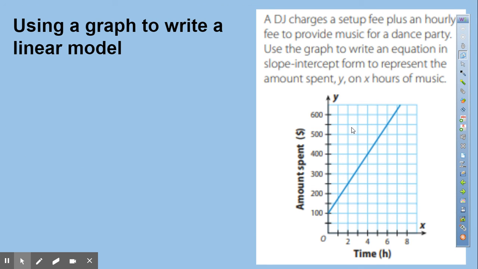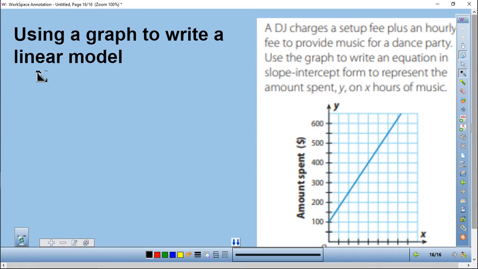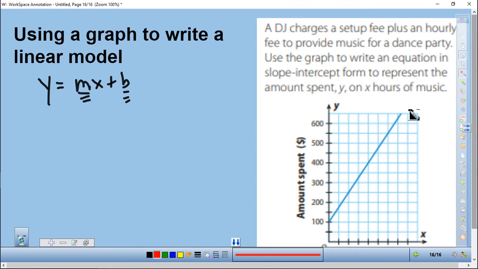Finally, we're going to look at a graph. We're going to write a model, a linear model that is an equation from a graph. What 2 things do I need to write a linear model? Well, I need a slope and I need a y-intercept. This is going to be easy. My y-intercept is the point where the graph crosses the y-axis. That's 100.